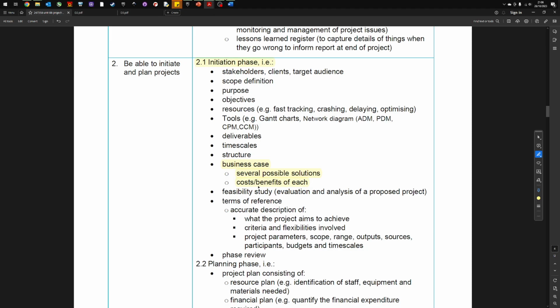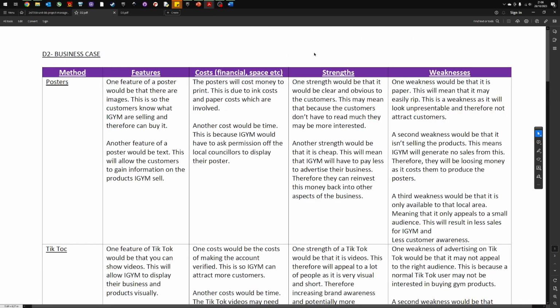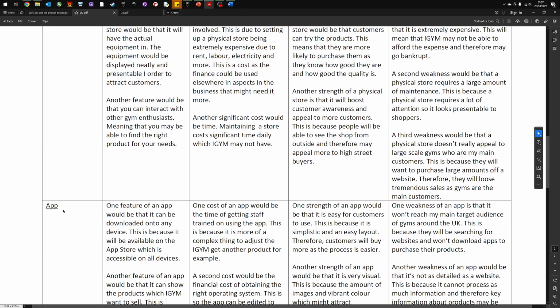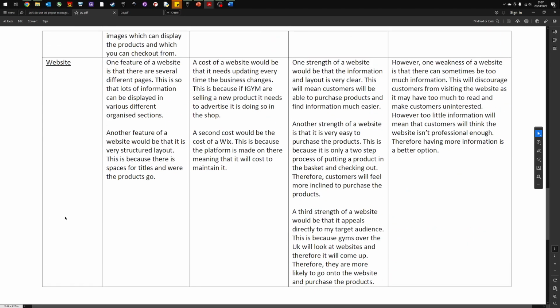Okay, let's have a look at an example, because it probably makes more sense to see how a previous candidate has produced this. On the screen then you can see a candidate's response to D2, the business case. Down the left hand side they've got the different methods that they could use to meet the project needs. So they could make a poster. Just to put it into context, this is for a gym. They're trying to advertise the gym. They're trying to increase the number of people that go to the gym, the customers. They could create posters. They can make a TikTok video. They could create an app for the gym. And finally, they could make a website.